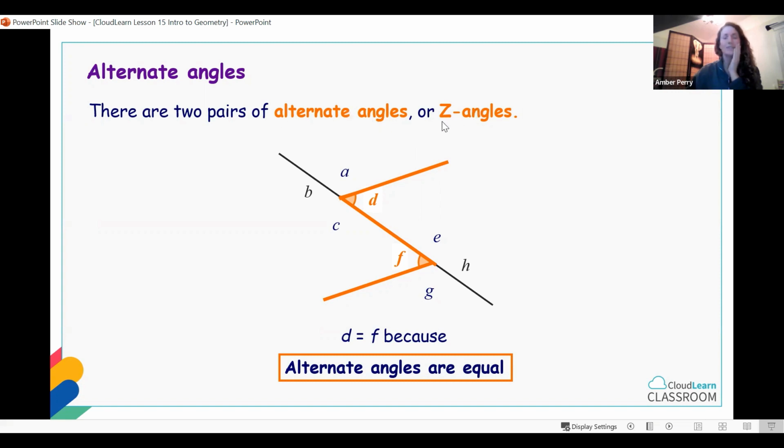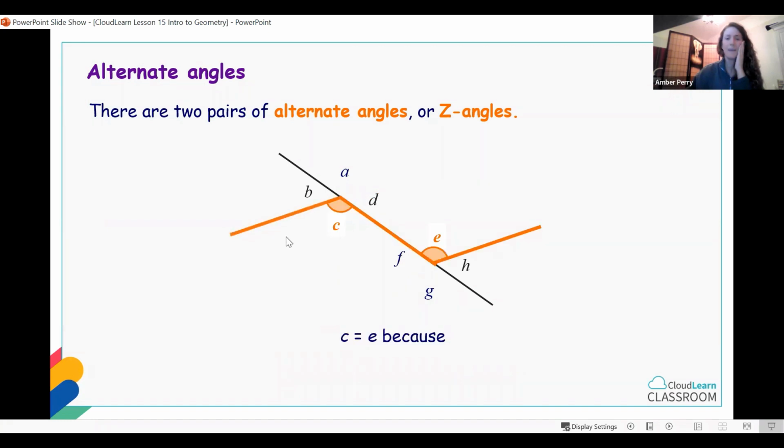Do not write down Z angles or zangles, as some people call them. You won't get any marks for zangles, okay? So it must be written down. You must write down alternate angles if you are using alternate angles are equal as a reason. There are two pairs. So you can see this Z shape here, which gives that D and F are equal. And then this backwards Z shape, C and E are equal. So the alternate angles are those ones that make those Z shaped ones, okay?